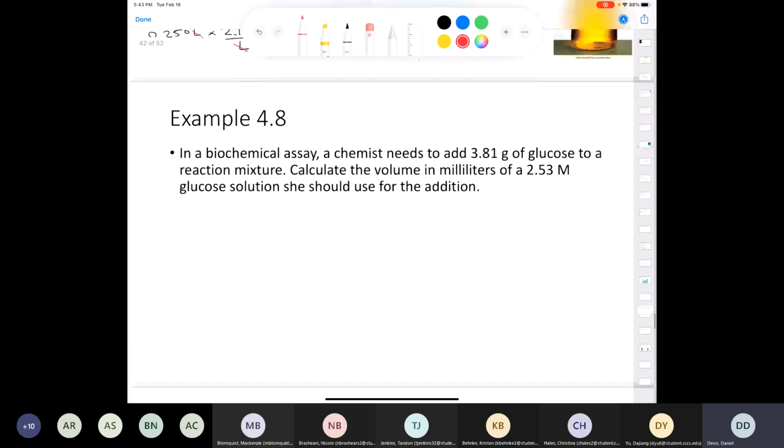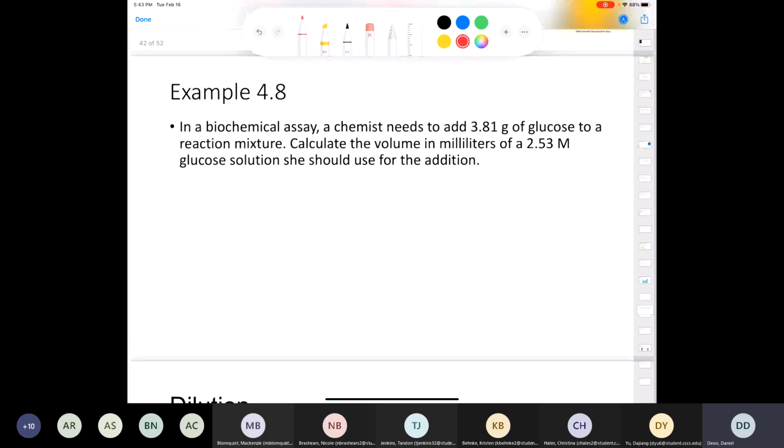Anyhow, it seems like most of you are following me. So let's try another one. It says, in a biochemical assay, a chemist needs to add 3.81 grams of glucose to a reaction mixture. Calculate the volume in milliliters of a 2.53 molar glucose solution she should use for the addition. Okay, so you're adding 3.81 grams of glucose, but you're not measuring it on a balance, right? You're not weighing out 3.81 grams of solid glucose. You're putting that 3.81 grams in by using this solution here.